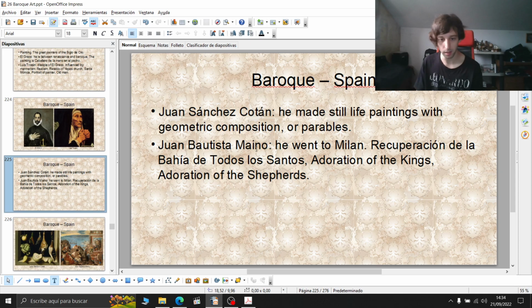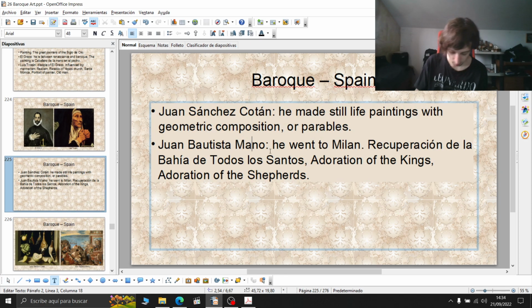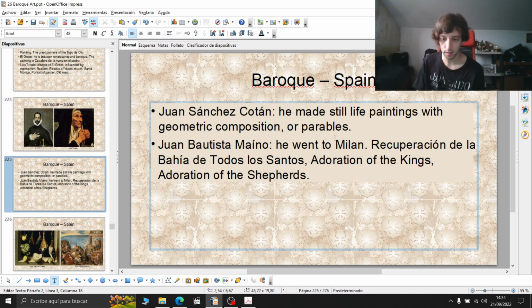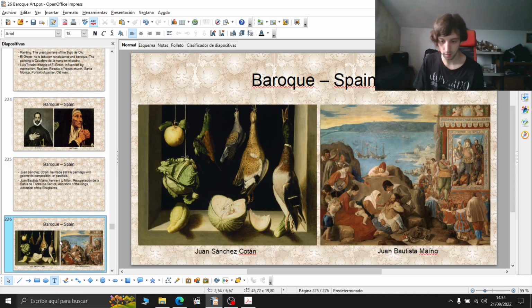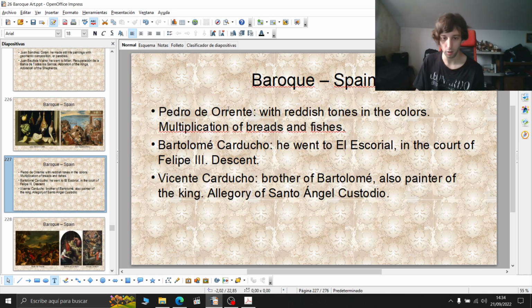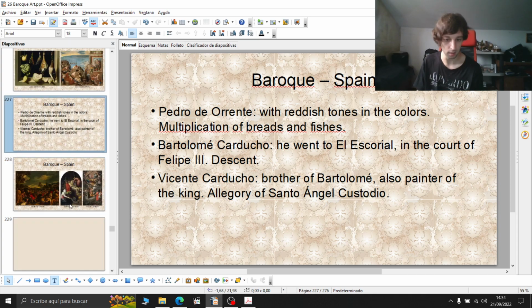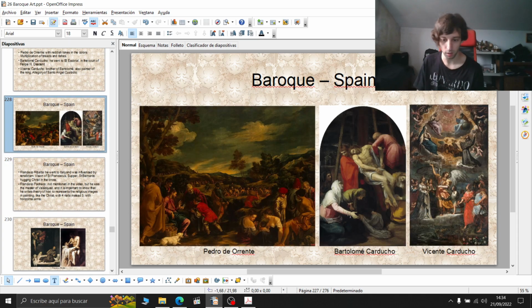Juan Bautista Maino, he went to Milan, and then different paintings of Juan Sánchez Cotán, Juan Bautista Maino. Pedro Dorrente with red stones in the colors. Bartolomé Carducho, he went to El Escorial in the court of Felipe III. And Vicente Carducho, brother of Bartolomé, also painter of the king. Pedro Dorrente, Bartolomé Carducho, and Vicente Carducho.